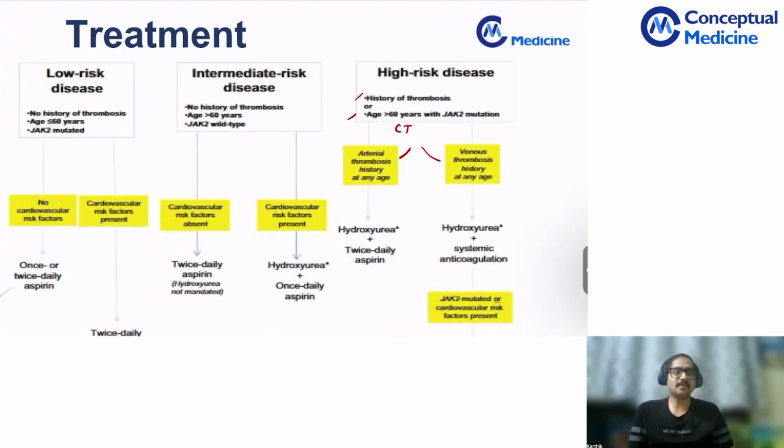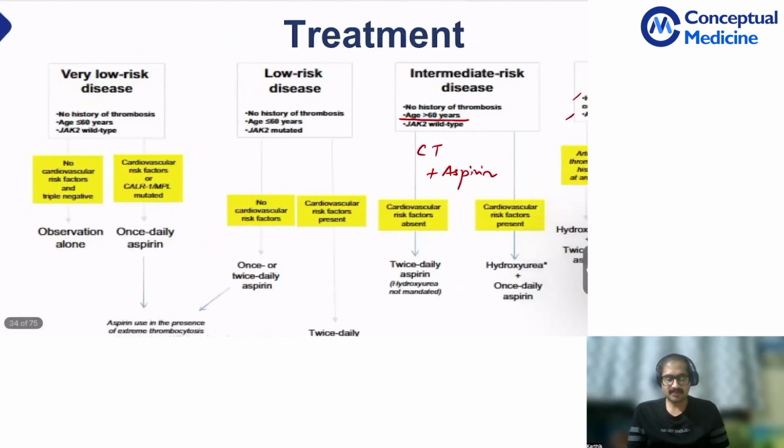Then what is intermediate risk? Even age more than 60 years alone is sufficient to call a patient intermediate risk for thrombosis. Please remember this: age more than 60 with JAK2 mutation is high risk. Even age more than 60 with a normal JAK2, JAK2 wild type, is called intermediate risk. In those patients, again, you have to start cytoreductive therapy plus aspirin. Please remember this.